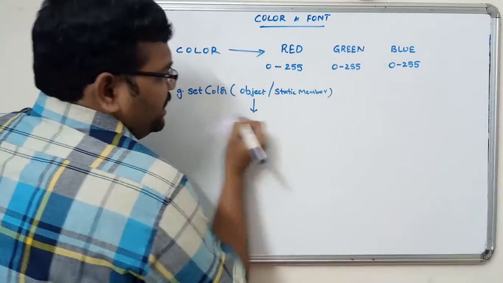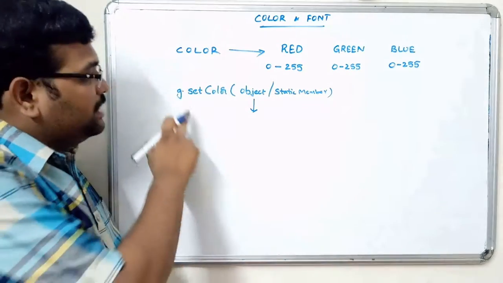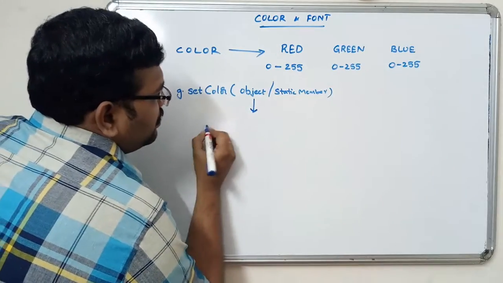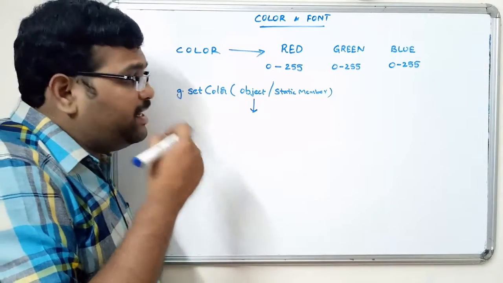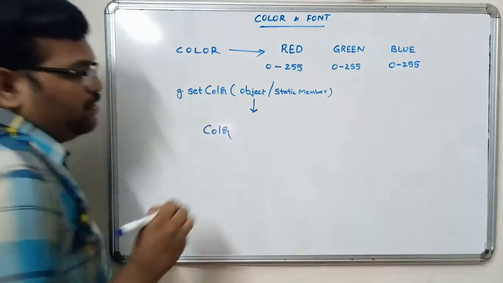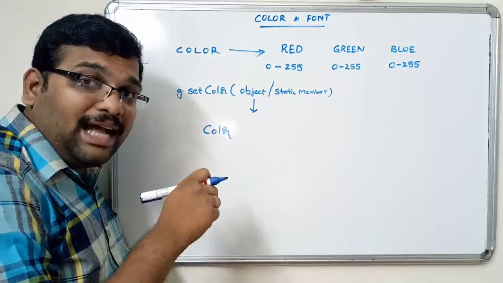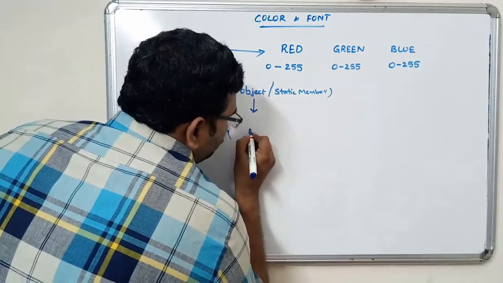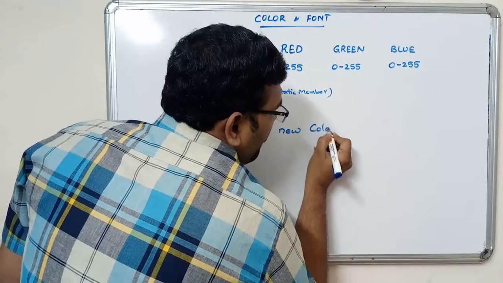Here, object means we have to create an object for the color class and pass it to the setColor method. For any class, in order to create an object, we use a constructor. Go with the naming conventions we discussed in earlier sessions: if it is a class, it should start with a capital letter. So C is a capital letter here. Color object C1 is equal to new Color.